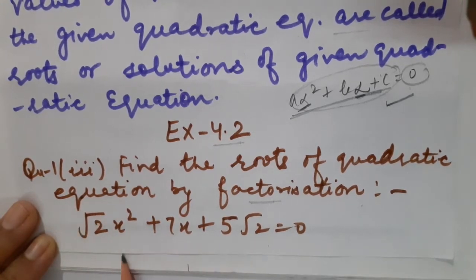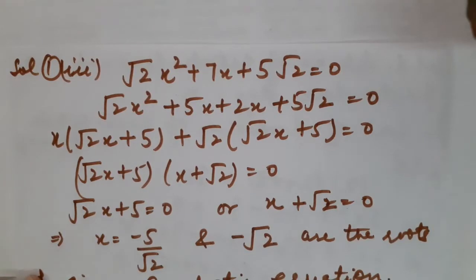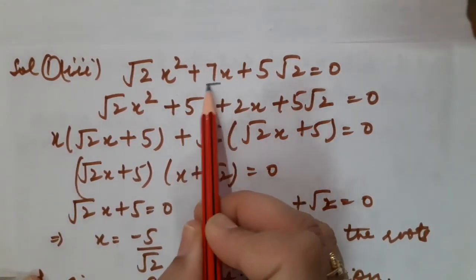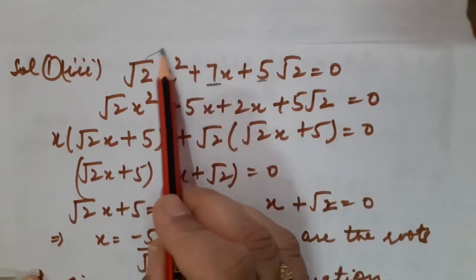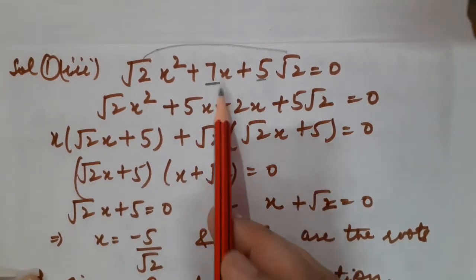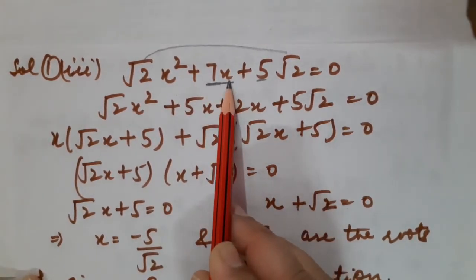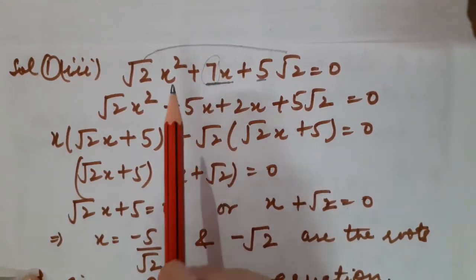First question, third part. Root 2x square plus 7x plus 5 root 2 is equal to 0. Here we have to solve this quadratic equation. So you know, children, what is sum? 7, and what would be the product? 5 into root 2 into root 2. That would be 2. 5 into 2 will give you 10. So I have to factorize the middle term in such a way so that the sum should be 7 and the product should be 10.